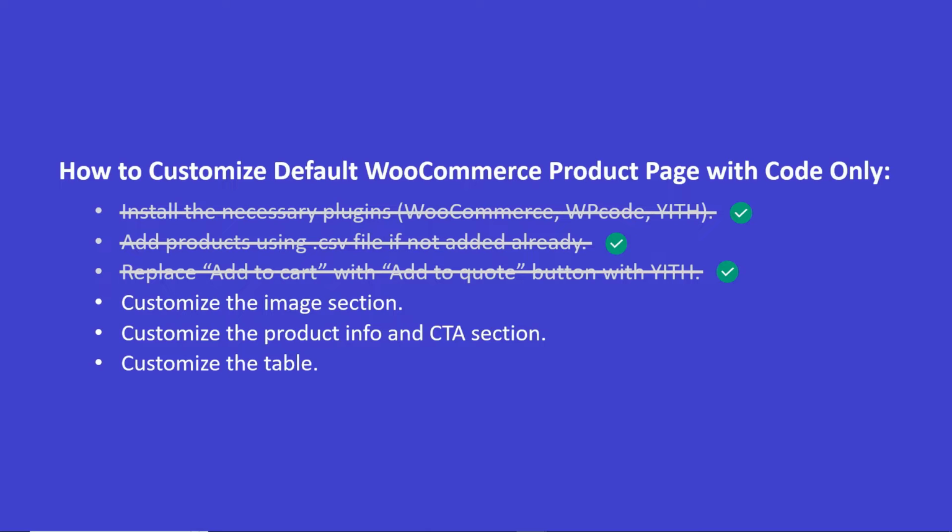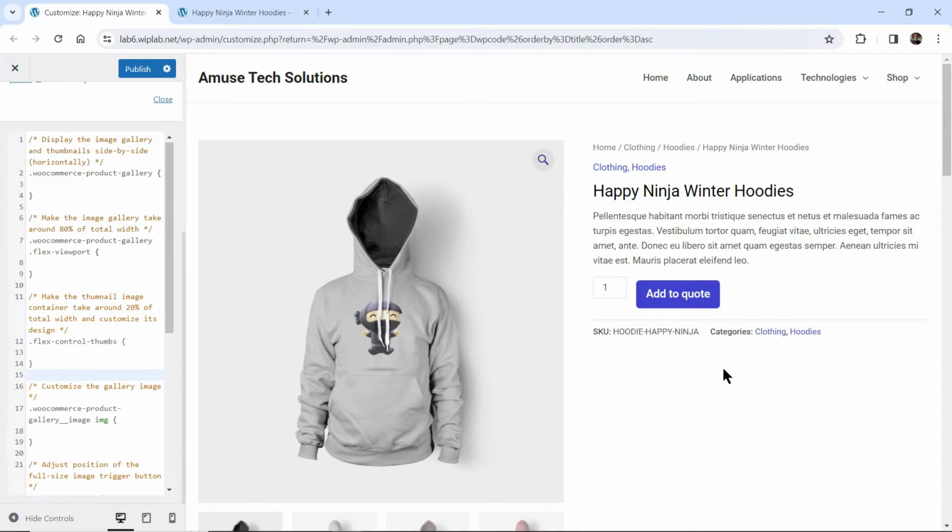Now, let's focus on the next step, which is to customize the image section of the product page. As mentioned in the previous video, you must save your code and organize using the WPcode plugin. But just like the previous video, I am going to use the additional CSS section to show you the changes live. It's for better demonstration. But you need to make sure you write your code in the WPcode section.